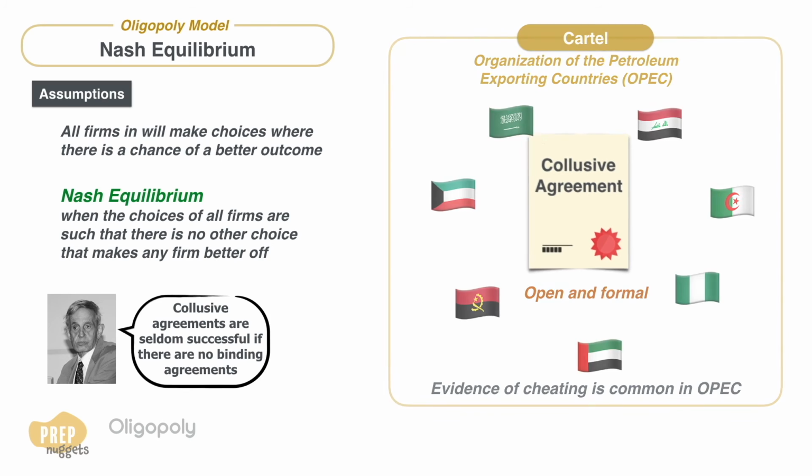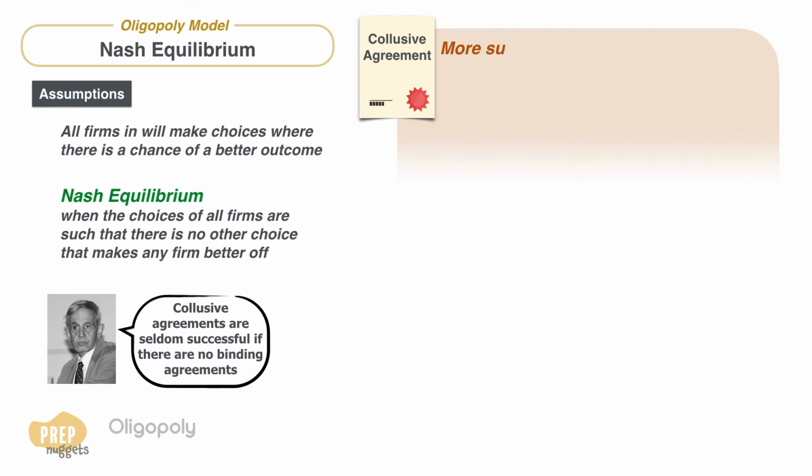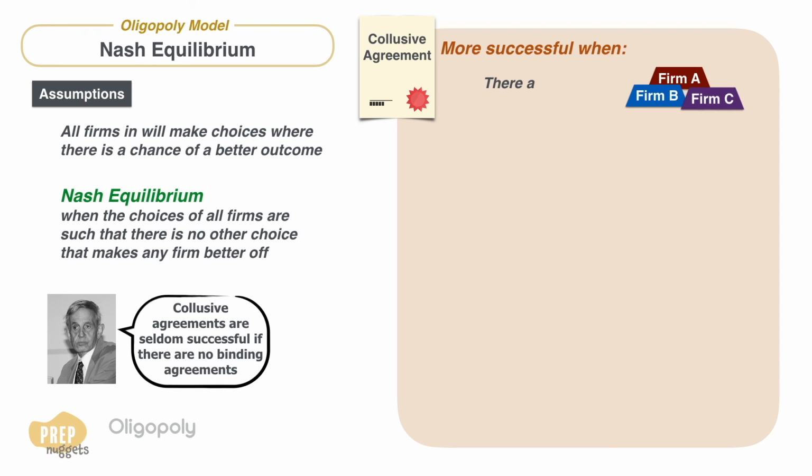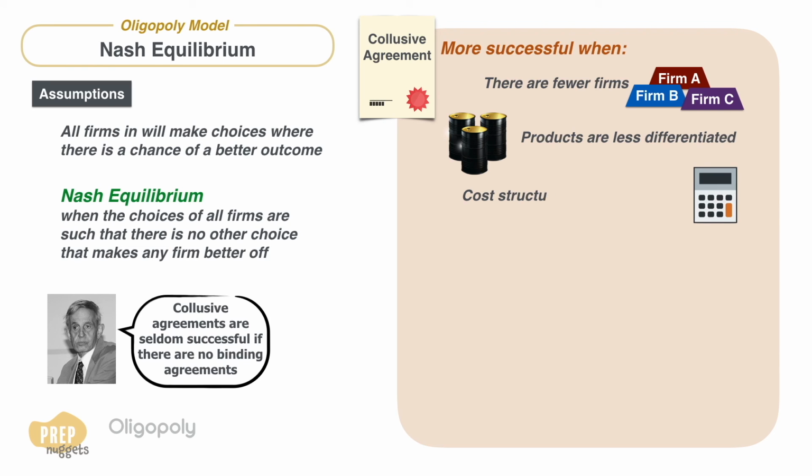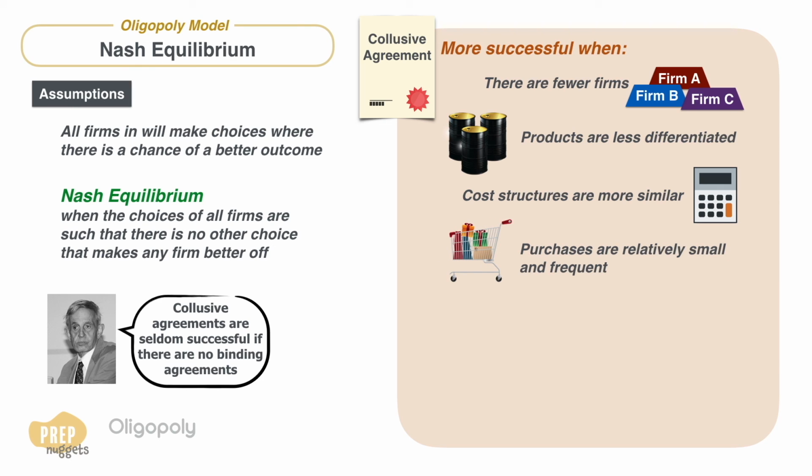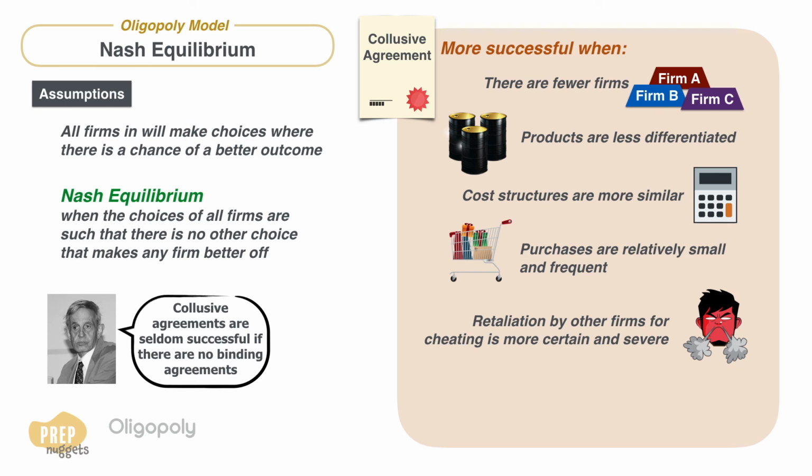In general, collusive agreements to increase price in an oligopoly market will be more successful when there are fewer firms. Products are less differentiated. Cost structures are more similar. Purchases are relatively small and frequent. Retaliation by other firms for cheating is more certain and more severe. And when there is less competition from firms outside the cartel.